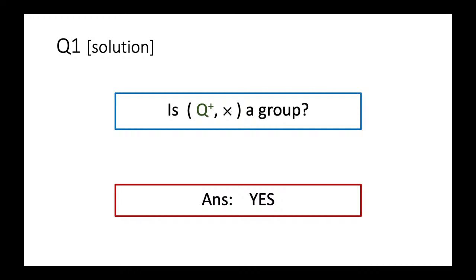In order to show that it is a group, we want to show 4 things. We want to show that this binary operator is closed. Then we want to show that it is associative. We want to show that there exists an identity element in Q plus. And we also want to show that for every element in Q plus, there is always an inverse, such that applying the operator on the element and its inverse, we will get the identity. So this is a standard procedure.